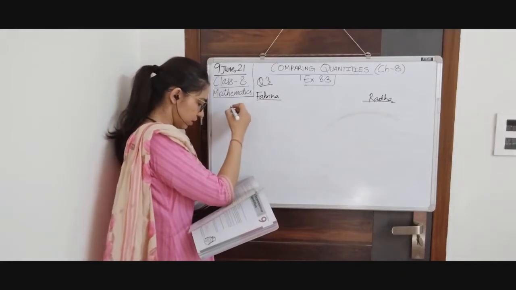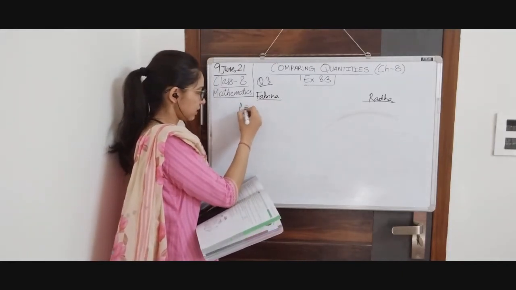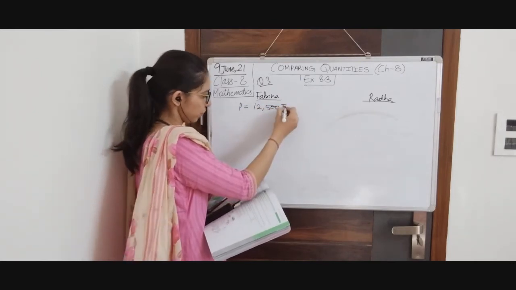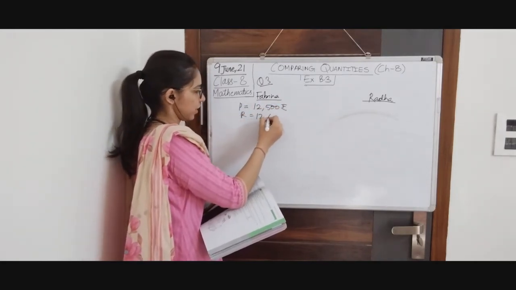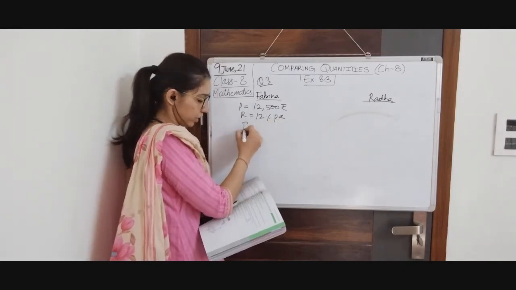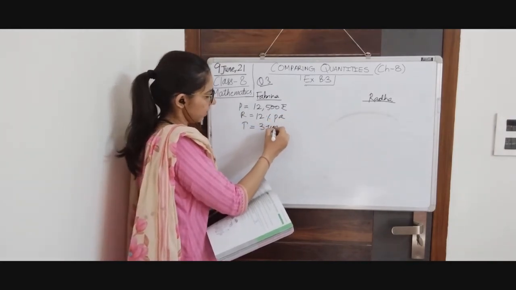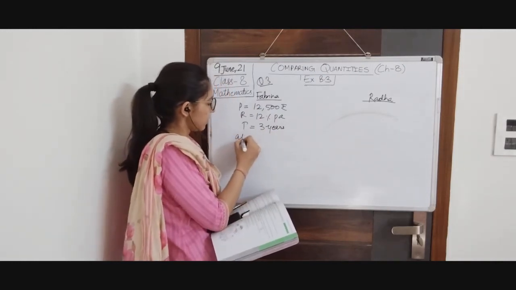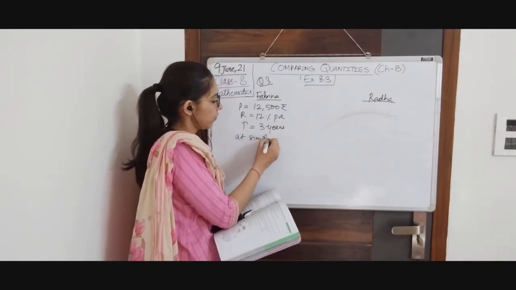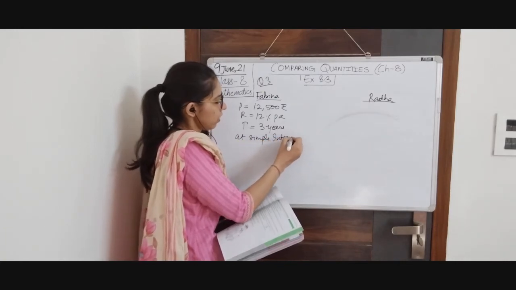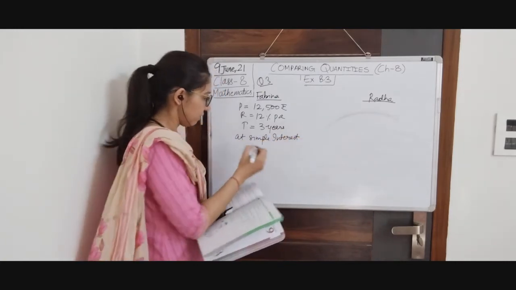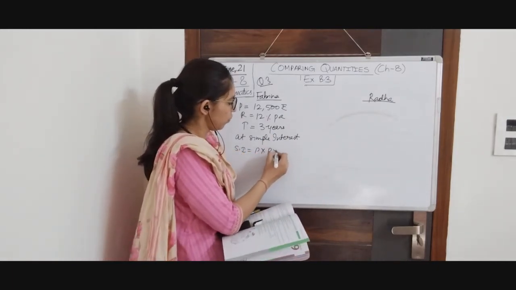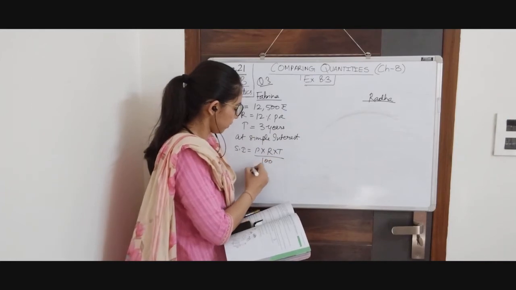Okay, for Fabina you have principal as 12,500 rupees. Your rate is 12% per annum, and your time period is 3 years, at simple interest. It is given here at simple interest. It means you will use the formula for simple interest, which is equal to P into R into T by 100. You will use this formula.